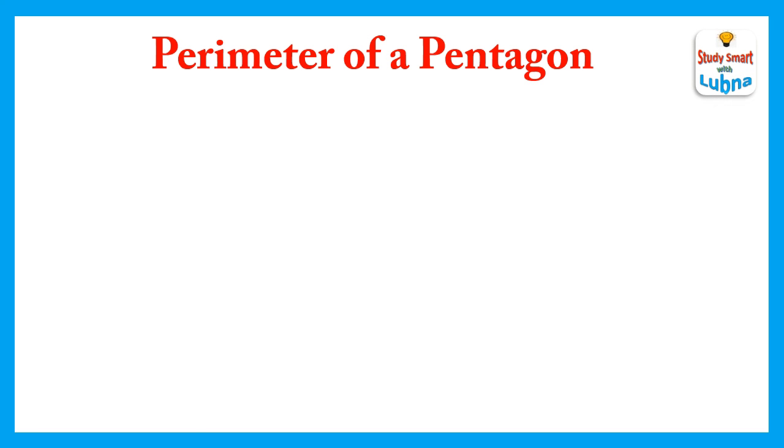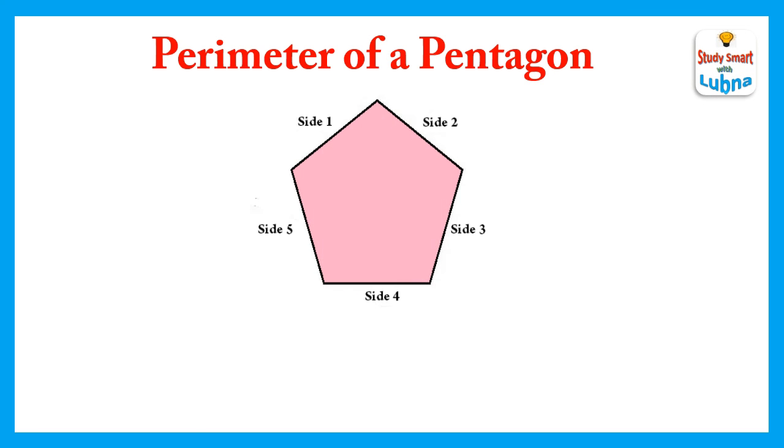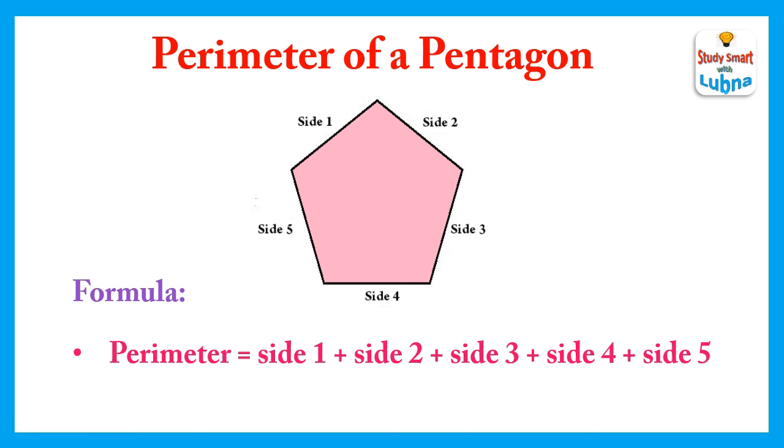How to find the perimeter of a pentagon? As you know, the pentagon is a 5-sided figure. In order to find the perimeter of a pentagon, we will add all its sides. So the formula is perimeter of a pentagon is equal to side 1 plus side 2 plus side 3 plus side 4 plus side 5. We will add all these sides, all the 5 sides, to find the perimeter of a pentagon.